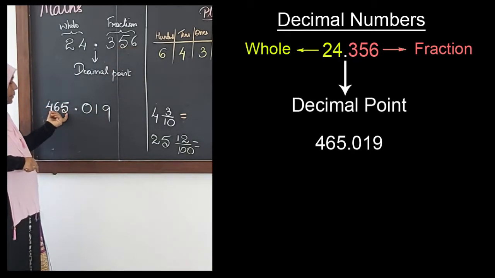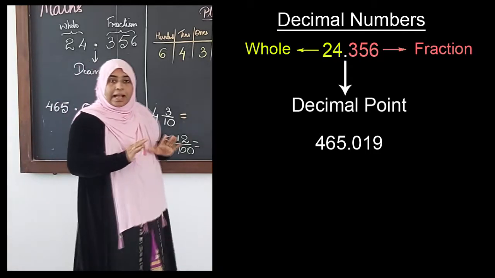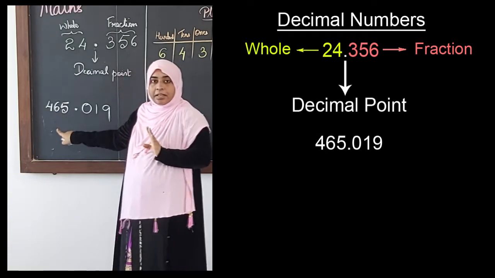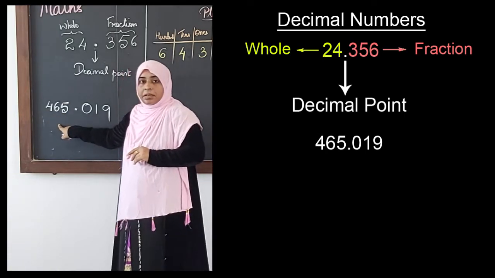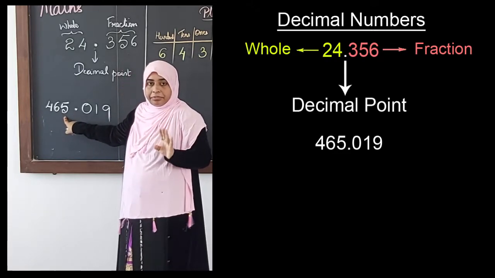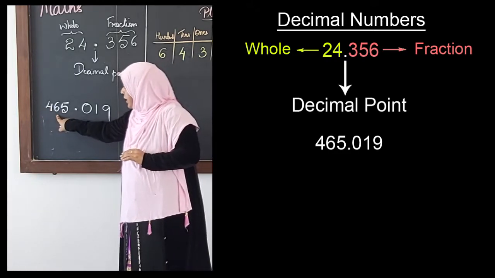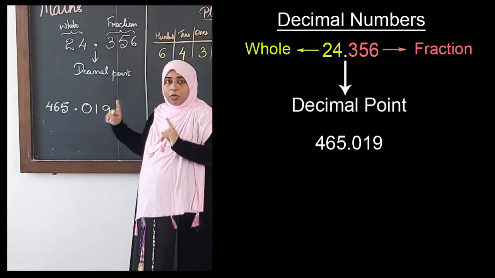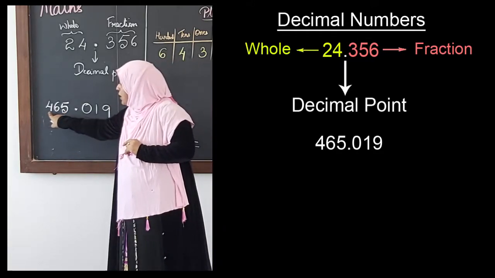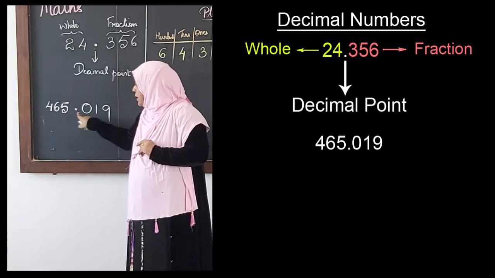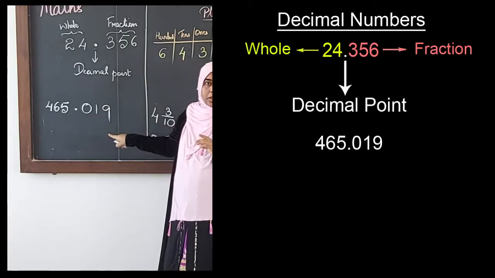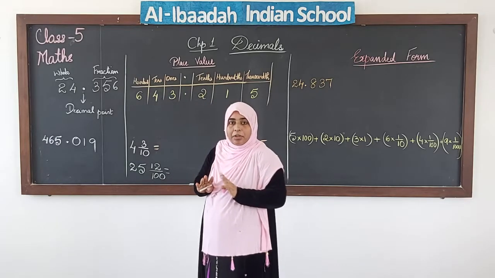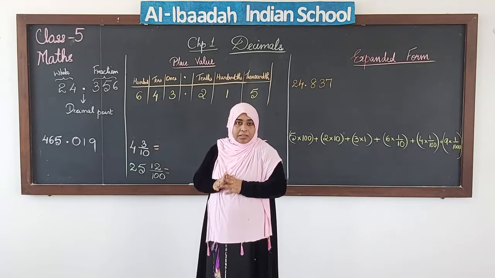Now this is our whole number. The whole number we read as it is, as we read whole numbers. We know this is the hundreds, tens and ones, right? So how do we read the whole number part? 465. Once again, see how we read a decimal number. It is 465.019. The fraction part we have to read with each digit separately. I hope you have understood what we mean by a decimal number and how we read a decimal number.